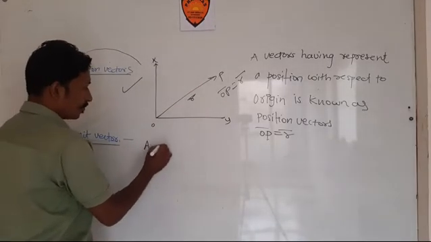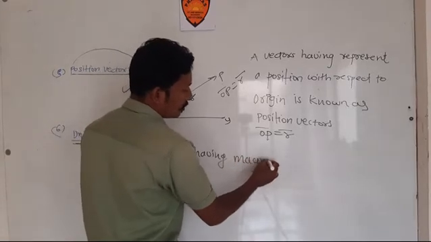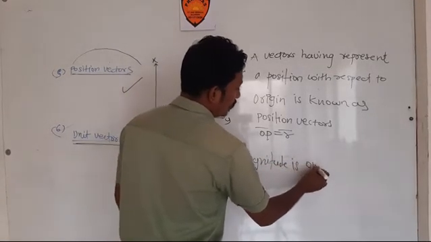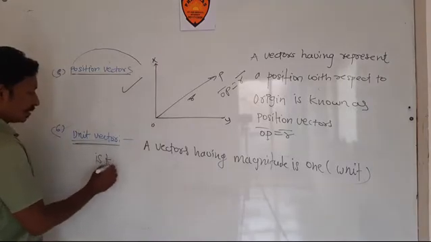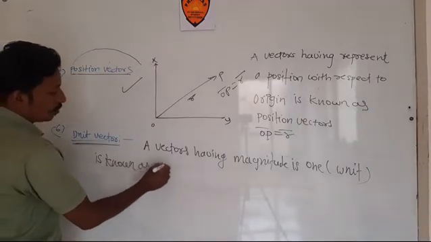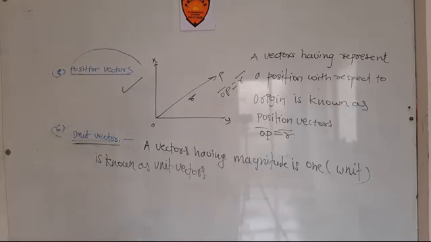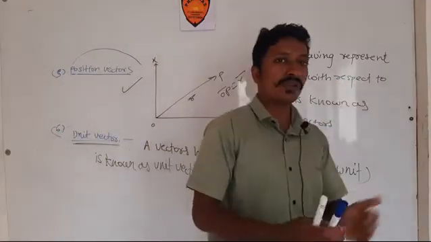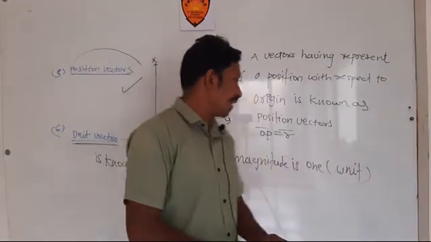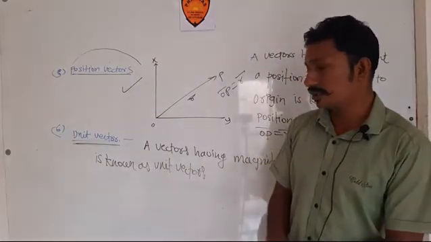What are unit vectors? A vector having magnitude 1, that is unit, is known as a unit vector. Okay students, understand what is my position vector and what is my unit vector. A vector representing a position with respect to the origin is known as a position vector. And a vector having magnitude 1 unit is known as a unit vector. Students, complete this point.